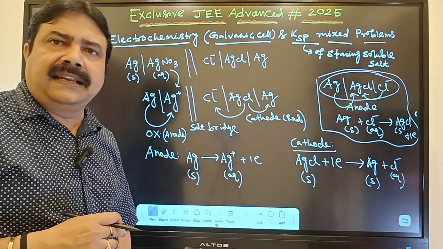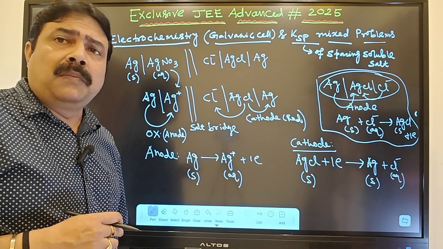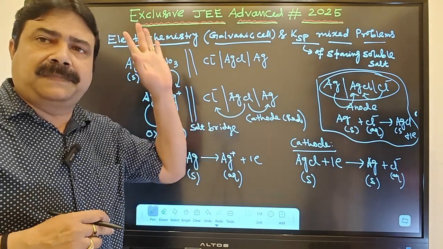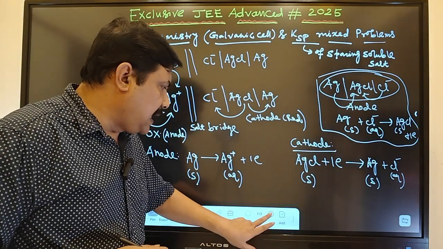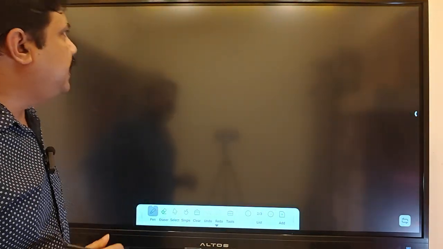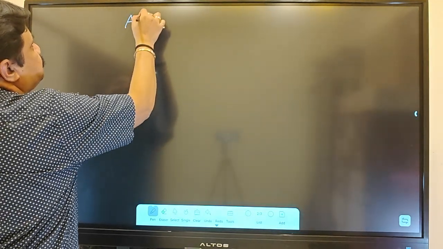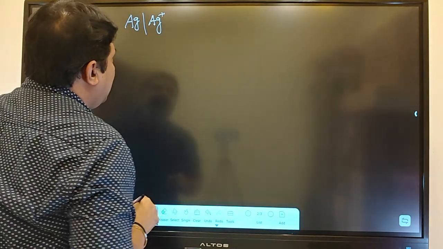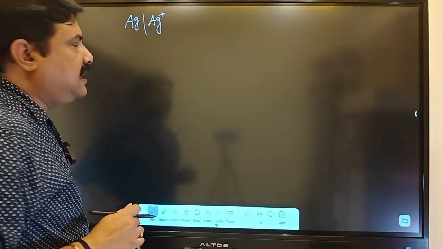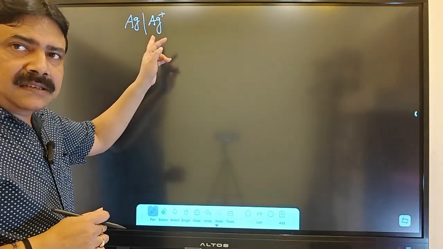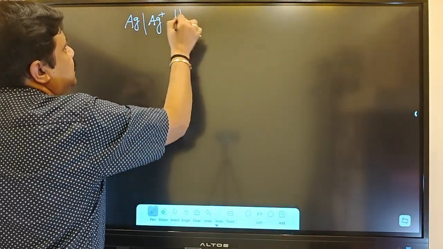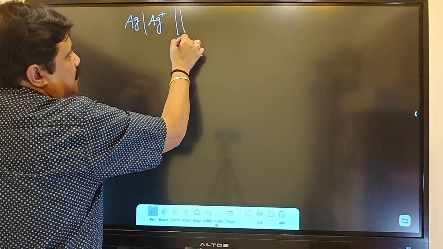Let us look at how JEE Advanced will ask this model problem based on this type of galvanic electrode and KSP. Let us look at the next slide. Now here is the problem, same thing I am giving: Ag, Ag plus, that means this metal and metal ion acting as an anode. From where is the metal ion coming? From a soluble salt of that particular metal. And now the salt bridge, which is a double dagger. This is your salt bridge.